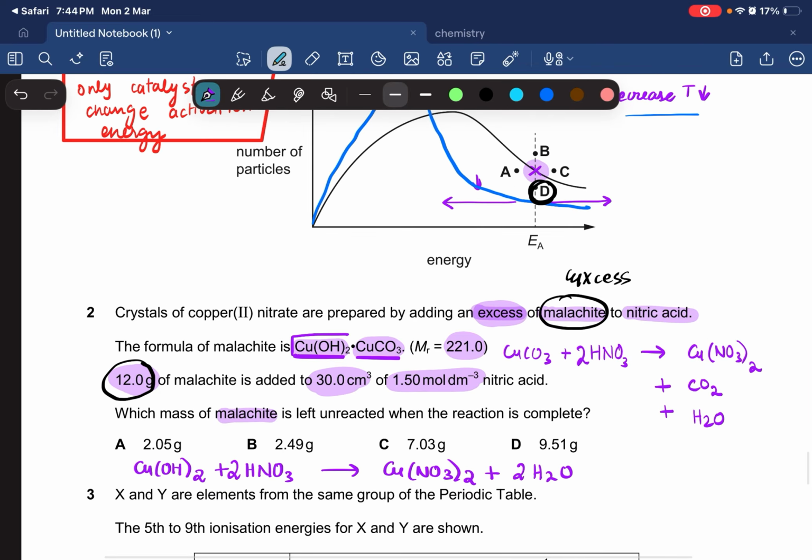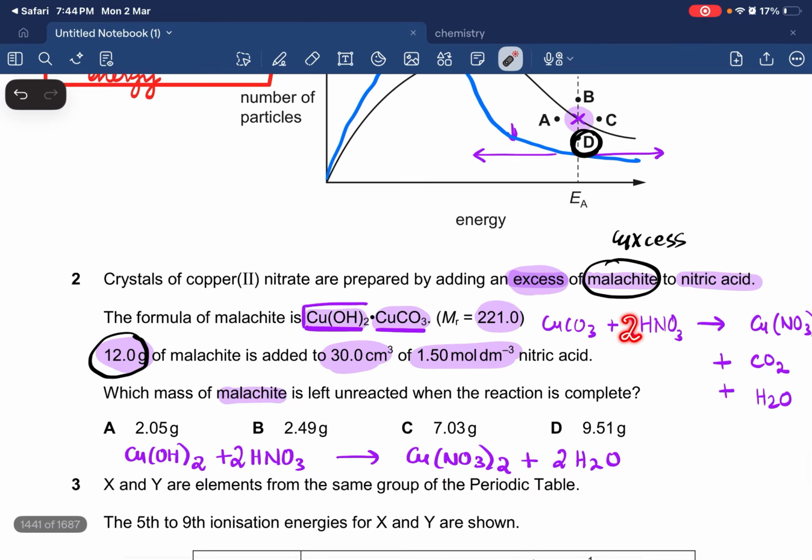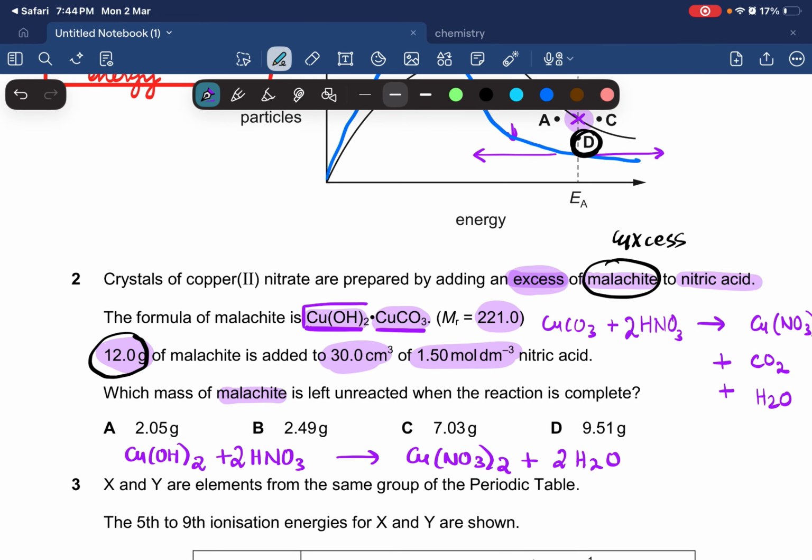Okay, so now 12 grams of malachite is added to 30 cm³ of 1.5 mol dm⁻³ nitric acid. So we have to check how many moles of nitric acid we have, and from that we're going to check how many moles of this malachite will react with it. So over here we can see that 2 moles of nitric acid react with 1 mole of copper carbonate, and over here 2 moles of nitric acid react with 1 mole of copper hydroxide.